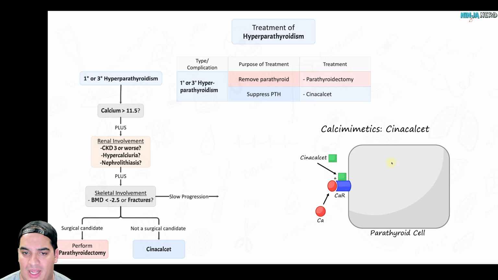Here's a parathyroid cell. It's the one that's supposed to be making PTH. We call them chief cells. Here we have a calcium receptor, and calcium is supposed to bind to the calcium receptor to say, hey, there's high calcium, dude. Stop making PTH. Cinacalcet acts like a calcium mimetic, meaning cinacalcet will say, all right, hey, parathyroid cell, calcium out here is pretty high. Stop making PTH, dude. And it'll suppress PTH synthesis and secretion.